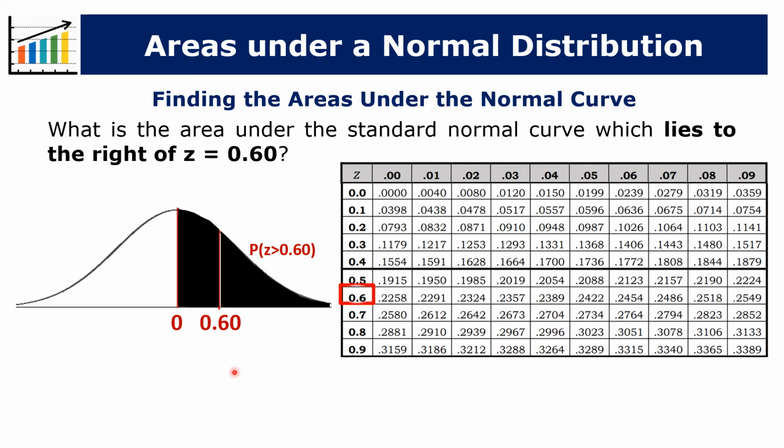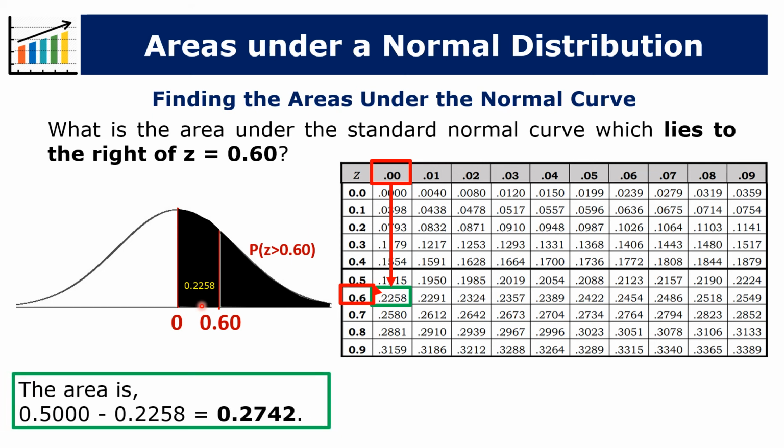So, we locate 0.60. So, we have here 0.2258. So, the area between 0 to 0.60 is 0.2258. Now, of course, to get the area to the right of 0.60, we just subtract, since 0.5 yan, so 0.5 minus 0.2258, then we have here 0.2742. So, meaning to say, we can now remove this one. And the area of this is 0.2742. So, that is the area to the right of Z is equal to 0.60.